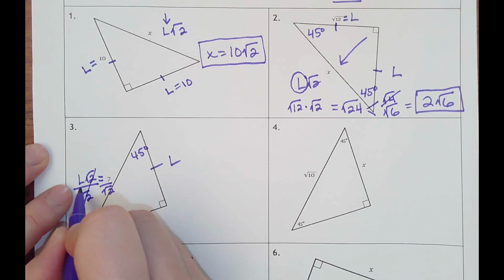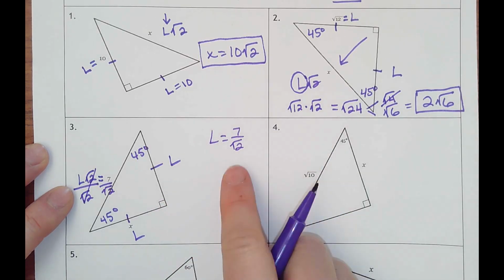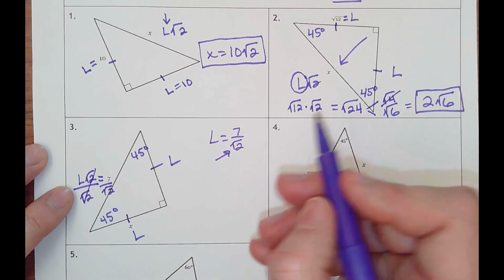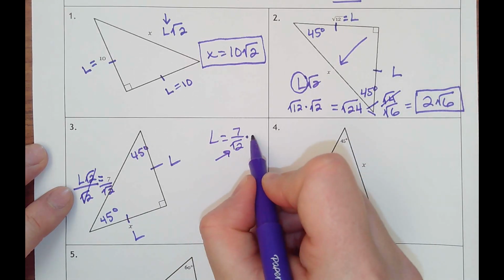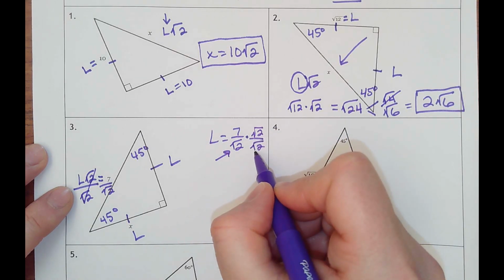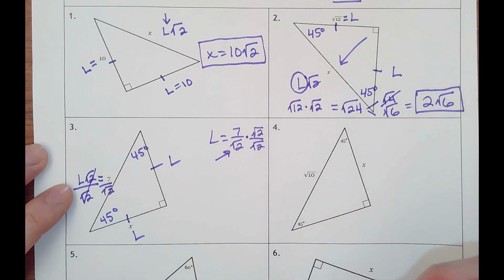This would cancel and give me L. So L equals 7 over square root of 2. But they're not going to like this answer. They do not want a radical in the bottom. So we do what's called rationalizing the denominator, where I multiply by that radical over itself, because secretly this is a 1. So multiplying by a 1 does not change the value.